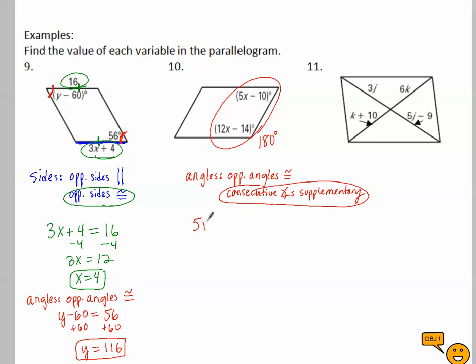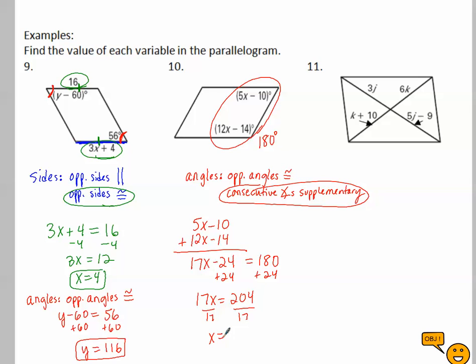So I'm going to say 5x minus 10 plus 12x minus 14, add those up, that makes 17x minus 24, and it has to be supplementary, so it has to equal 180. Now we can solve this equation. Adding 24 to both sides, 17x makes 204, and dividing by 17, 204 divided by 17, we see x should be 12.